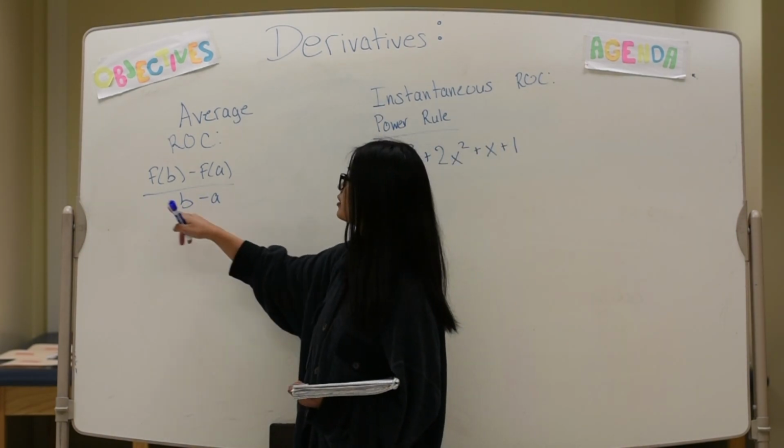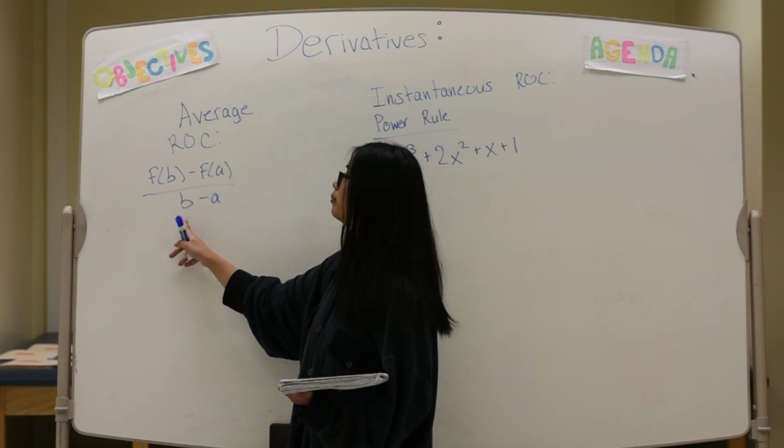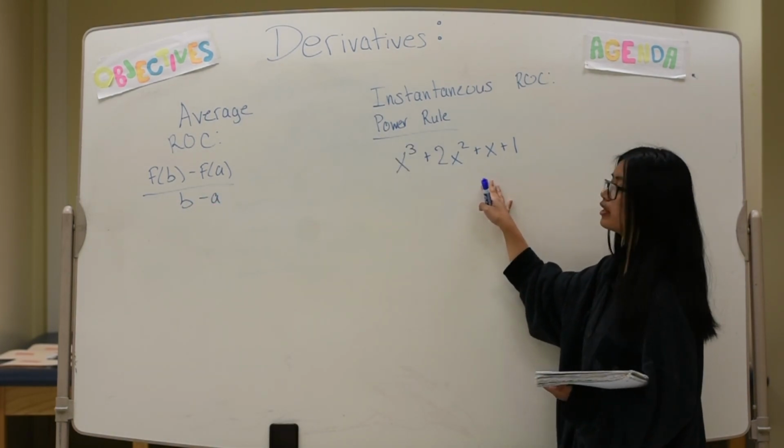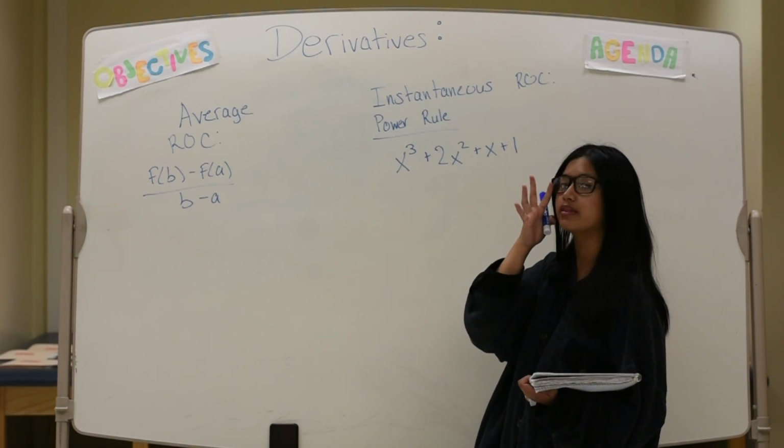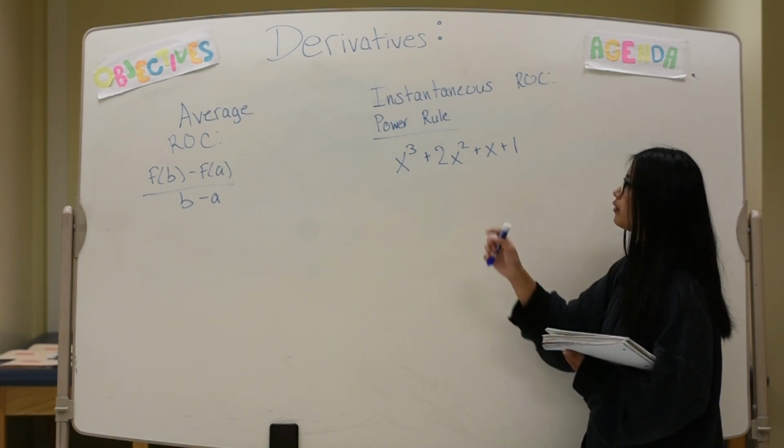Average rate of change is f of b minus f of a all over b minus a. And for instantaneous rate of change, I have four main methods to derive. The first one is the power rule.